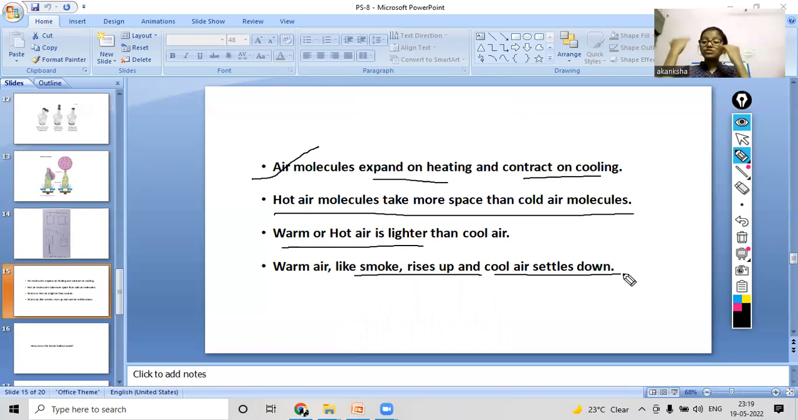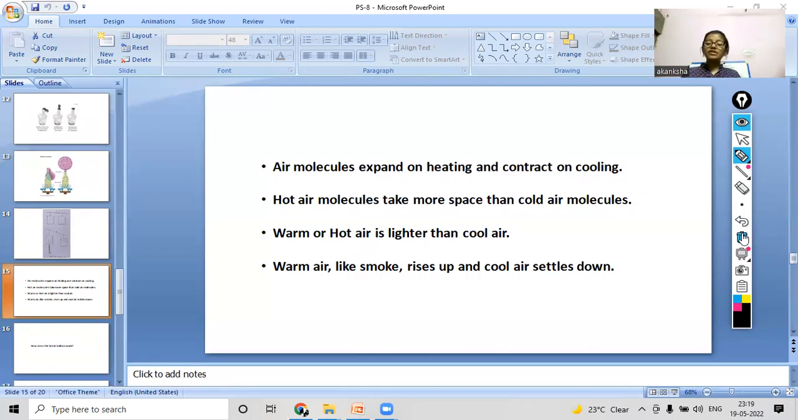Why? Because the warm air is lighter. That makes it rise upwards towards the sky. And cold air is somewhat heavier in weight, so that's why it settles down. So this is the main reason for the warm air to rise up and the cold air to settle down. So yes, are you all clear with the concept? Like what happens when air is heated? Yes. Okay, I can see your responses.